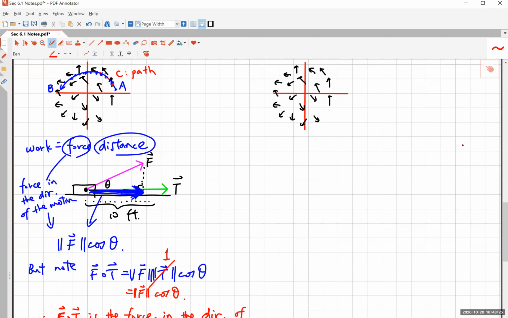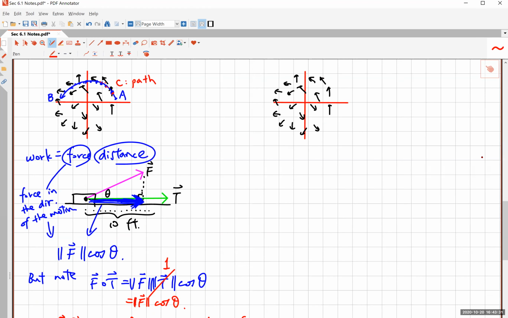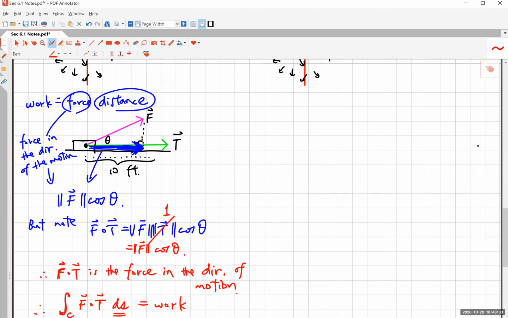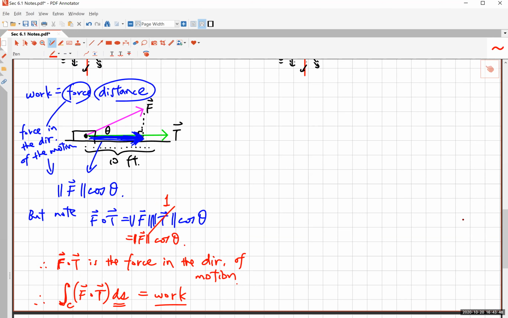Work of what? Work done by the vector field F along path C. So that is why this F dot T is an important thing. This, by the way, because the dot product is a real valued function, right? So this is a real valued function. The answer will be a real number, which represents work, okay?